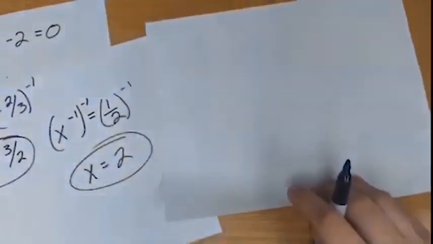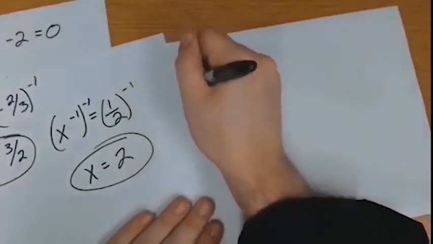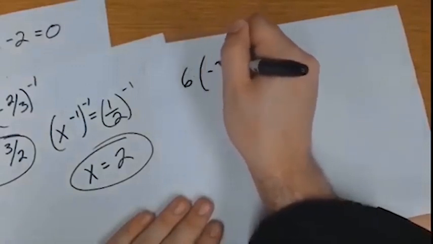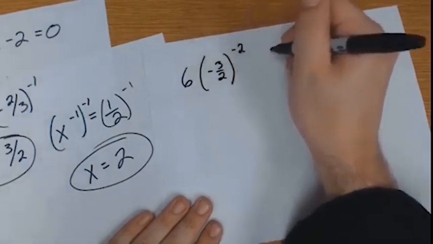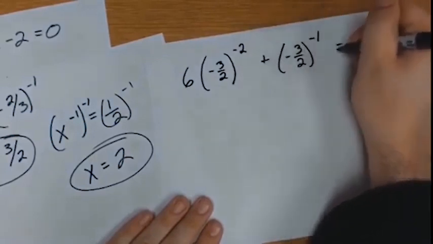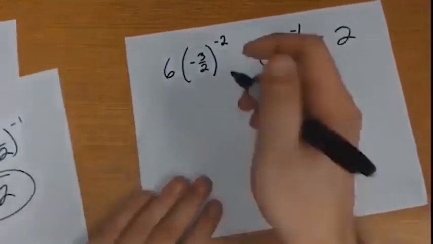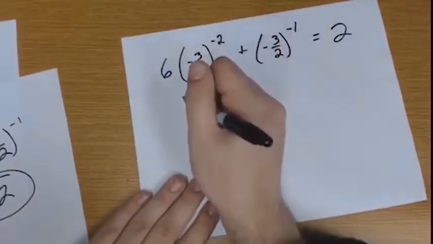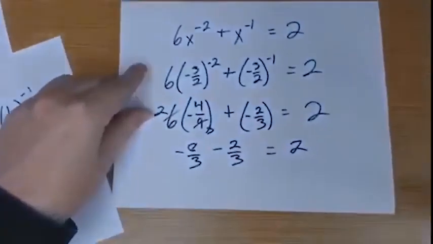Let me try this one more time. Six times -3/2 to the -2 plus -3/2 to the -1 equals 2. Both of these should check, so I'm sure I was doing something wrong. And that's what I was doing wrong. Let's just go back to this page. We're still good.